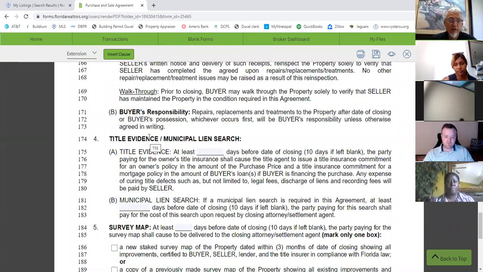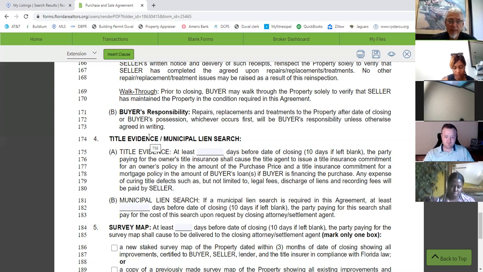Okay, title evidence. Any questions about buyer's responsibility? Any questions about paragraph 3? Okay, title evidence, at least blank days before closing, 10 days if left blank. The party paying for the owner's title shall cause the title agent to issue a title insurance commitment. Okay, and you'll see that Danielle asks for it. It's simply a letter from the title company saying that this property is insurable and we are going to insure it. Okay, that's a title insurance commitment.